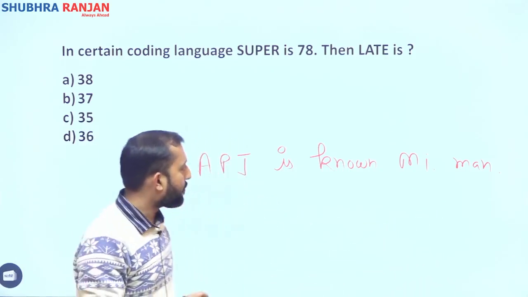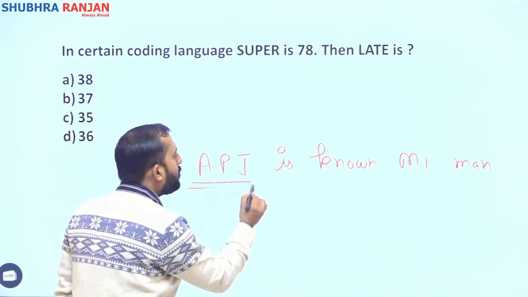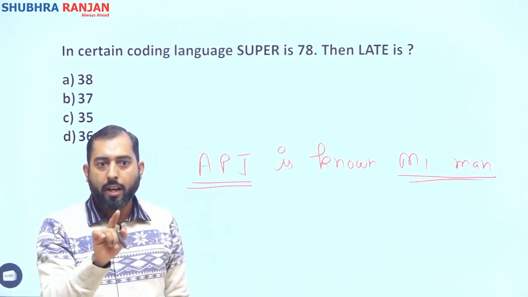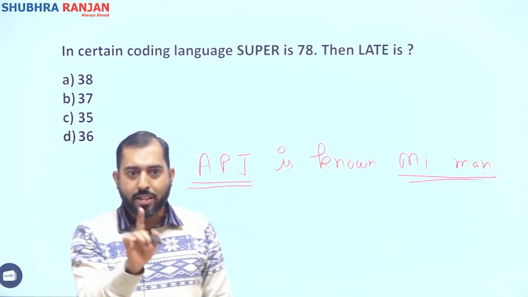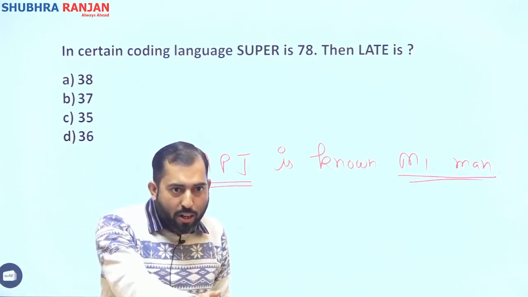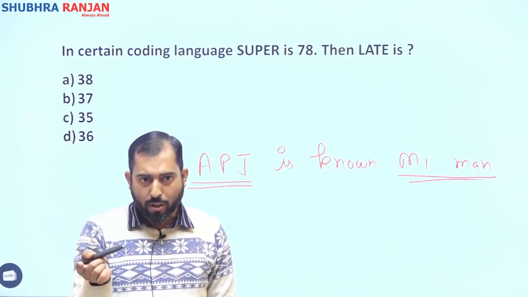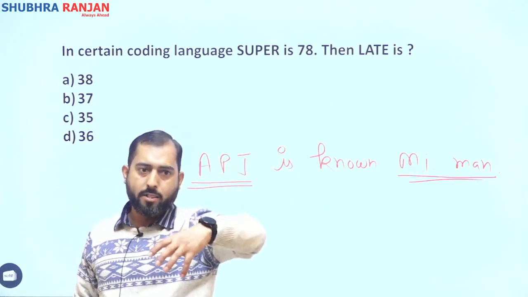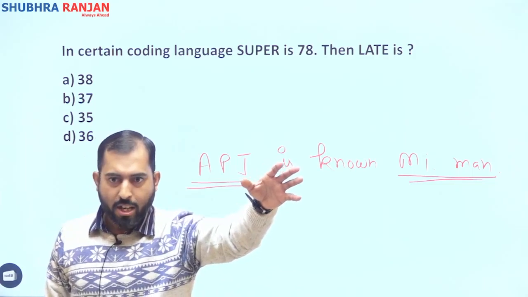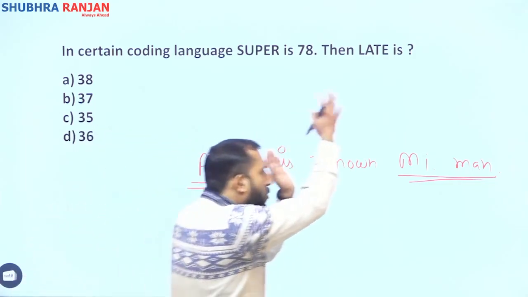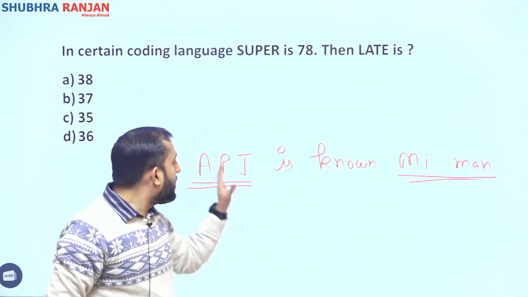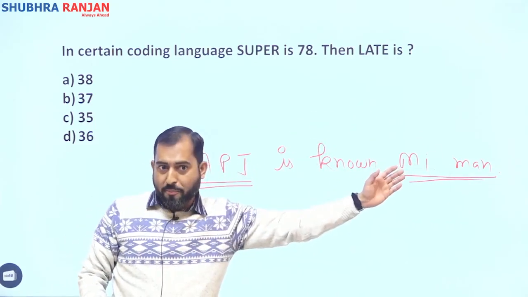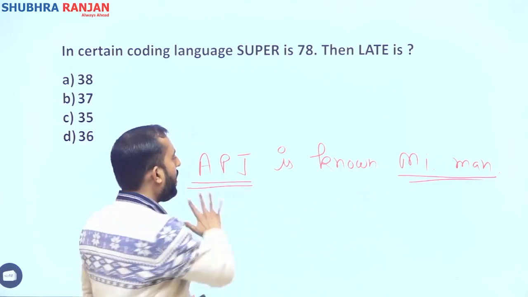Listen carefully. Out of APJ Abdul Kalam and Missile Man, which comes first? If we talk about history, obviously his name was APJ Abdul Kalam in childhood, throughout his life. Missile Man is the name given by some people, some intellectuals. So this guy is known as this. So we are going forward.